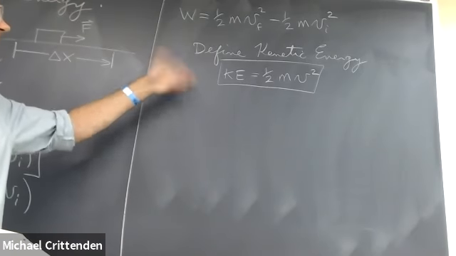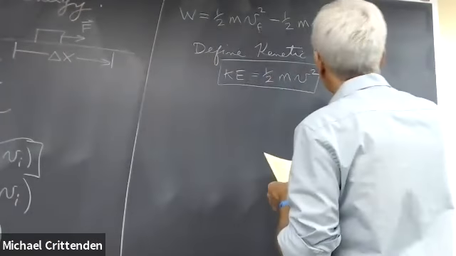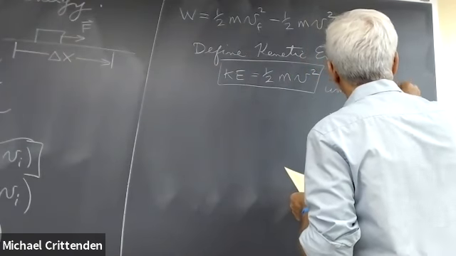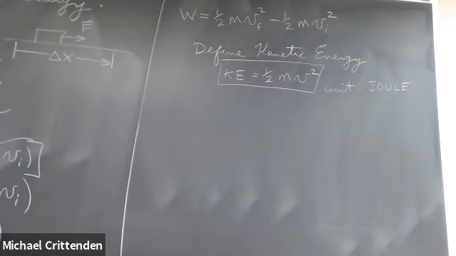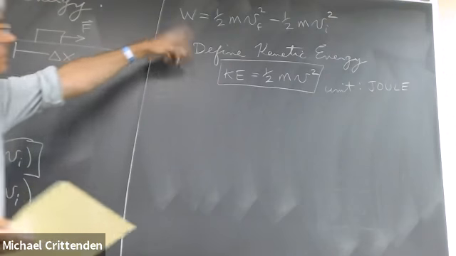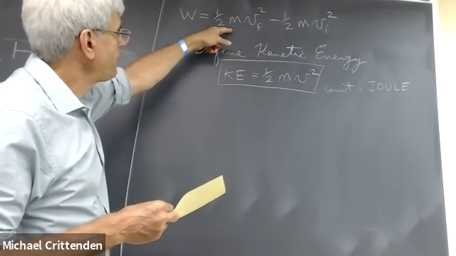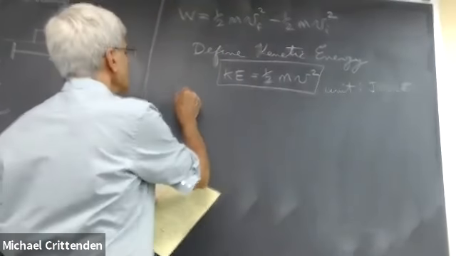Any kind of energy, not only kinetic energy, is measured in units of work. In the SI system, joules. In customary units, foot-pounds. Again, let me make this substitution. This is the final kinetic energy. This is the initial kinetic energy.